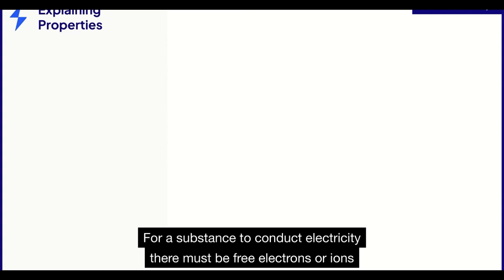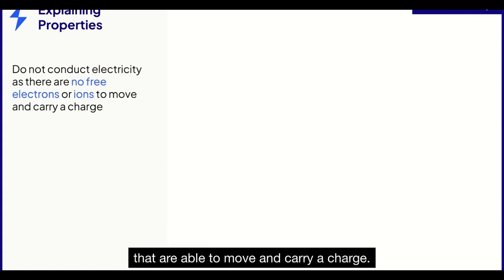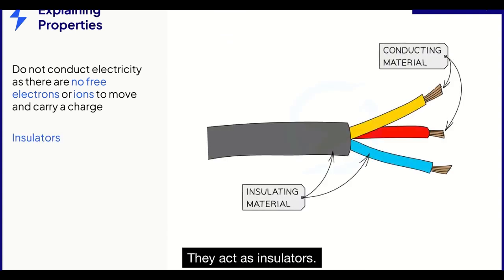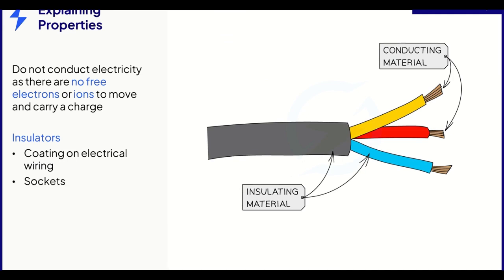For a substance to conduct electricity, there must be free electrons or ions that are able to move and carry a charge. Simple molecular compounds do not have these, so cannot conduct electricity. They act as insulators. Examples include coating on electrical wiring or electrical sockets.